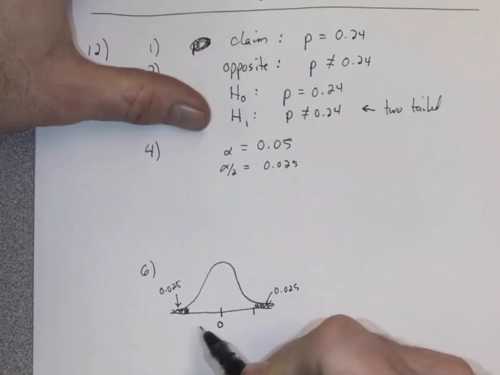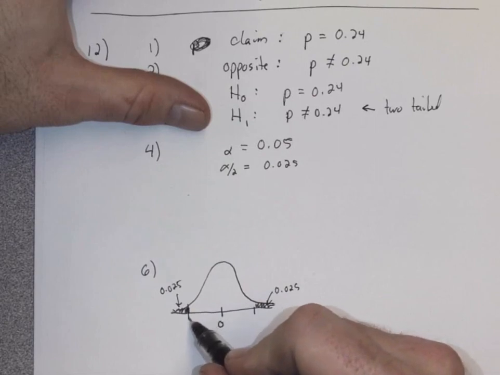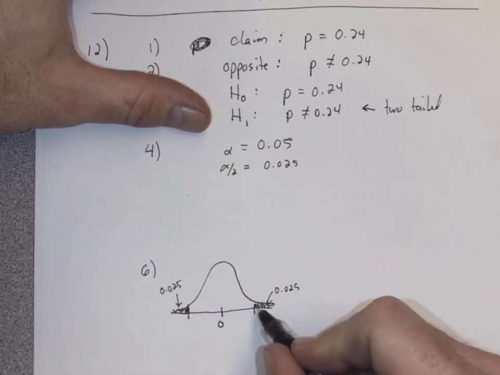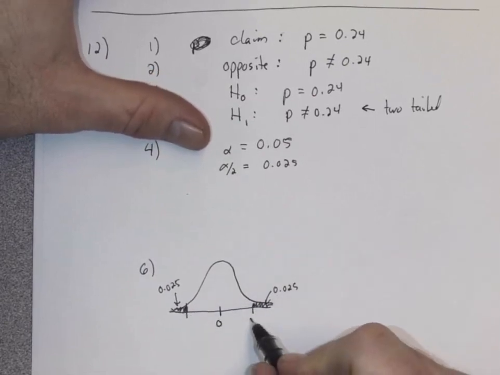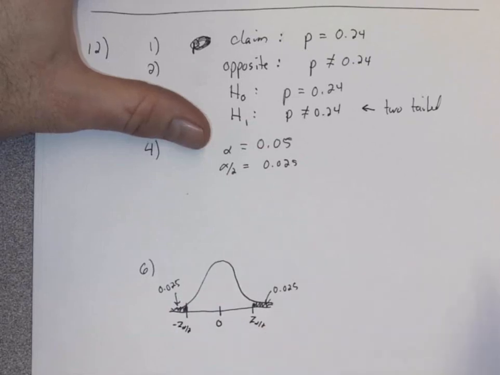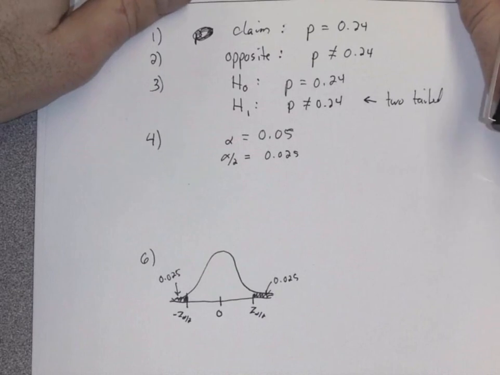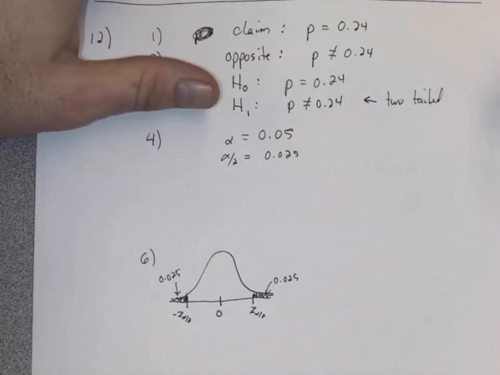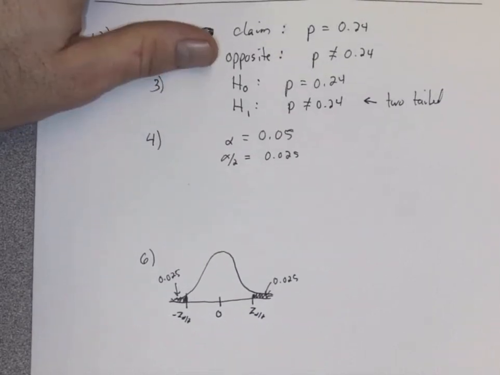So these values over here are critical values, bordering what I consider significantly high and significantly low. This is going to be positive z alpha over 2, and this is going to be negative z alpha over 2. They're going to have the same number, just opposite signs. So we can find those z alpha over 2s. I guess we might as well do it now.